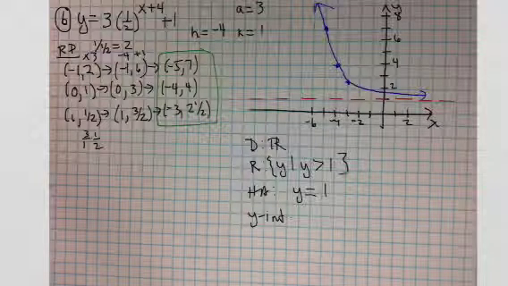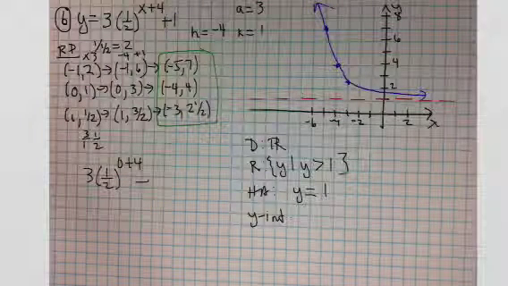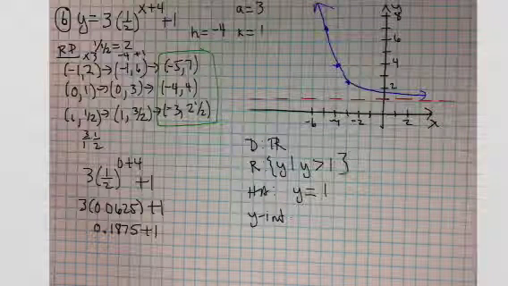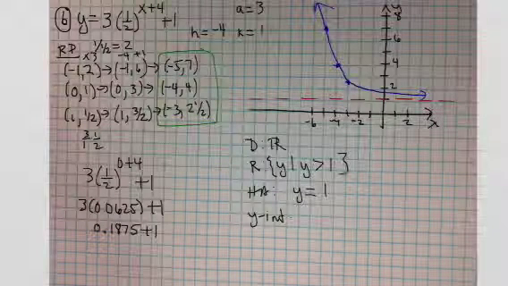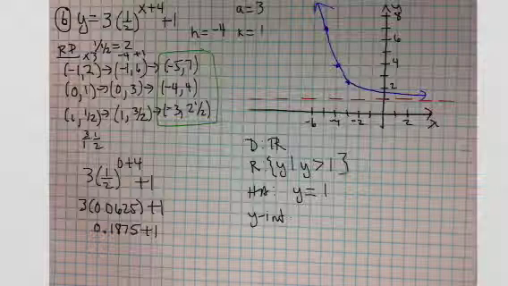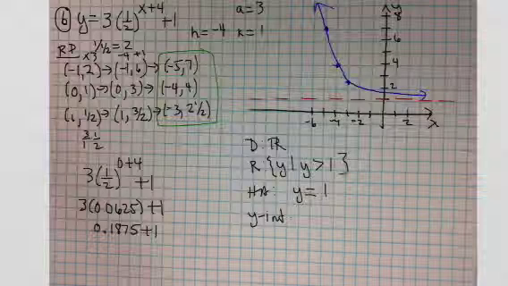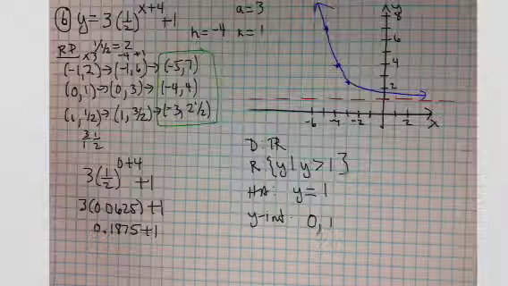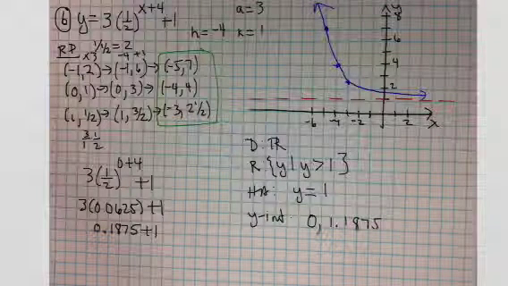So remember, replace the x with a 0, plus 1, and then simplify that. So order of operations tells us that we do 1/2 to the 4th power. So that gives us 0.0625, and I just put in the 1/2 as a decimal, so 0.5 in the calculator. So 0.5 to the 4th power, 0.0625 times 3 gives us 0.1875, and then plus 1. So our y-intercept is 1.1875.